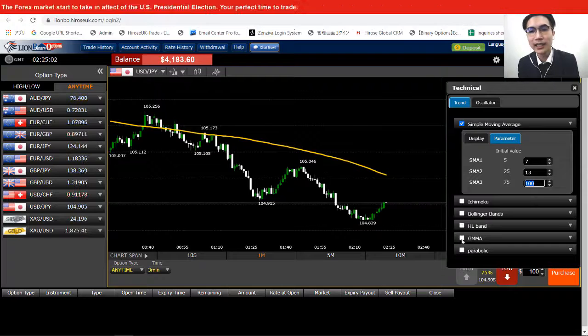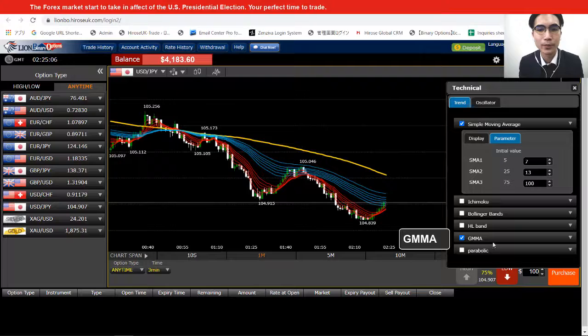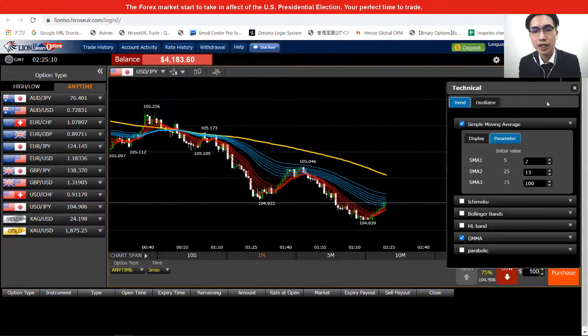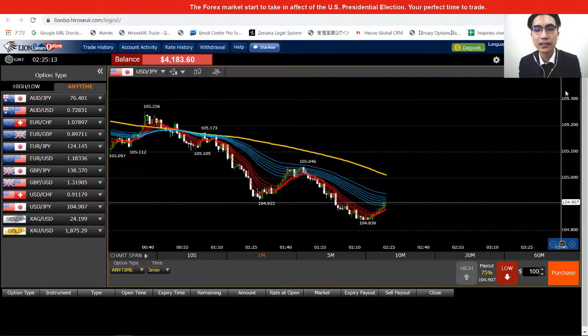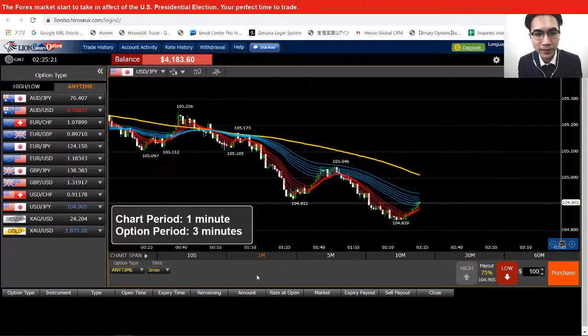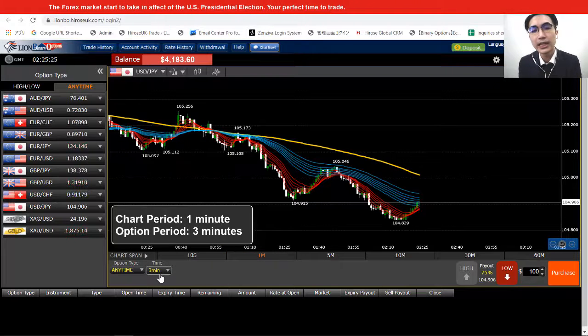And after we get that done, we put a tick on GMMA. That's the second indicator that we're going to use. For GMMA, it's actually on default, so nothing to change. And yep, close the technical indicators window. The last thing, we just need to make sure that the chart period is set to 1 minute, and then the option period, we will set it to 3 minutes. So for today, I will be trading with 3 minutes option.